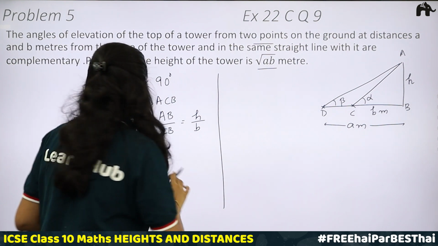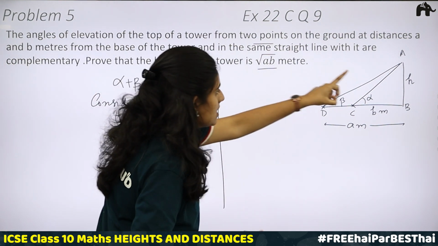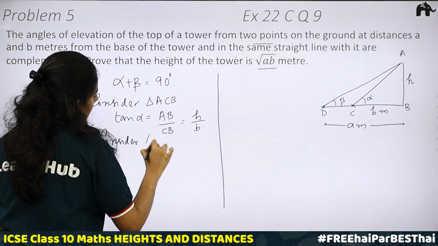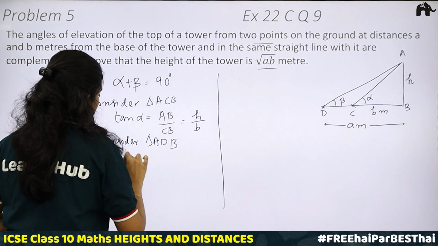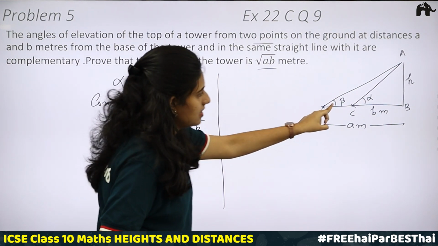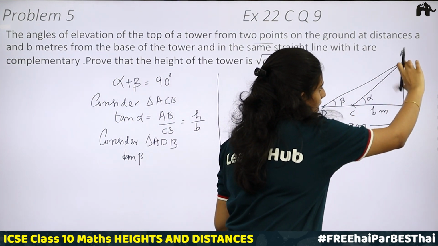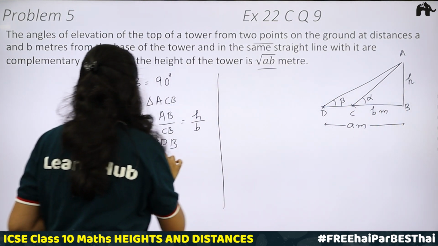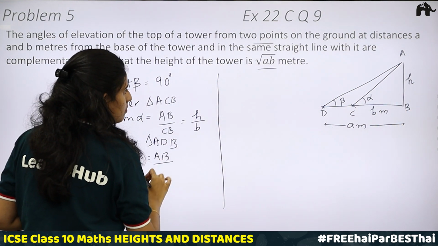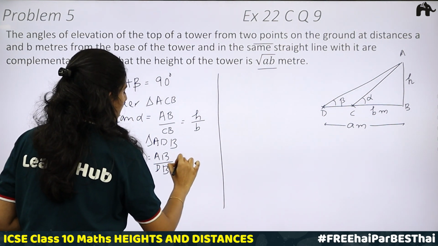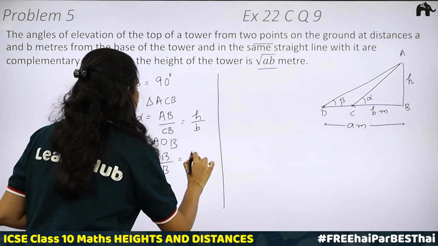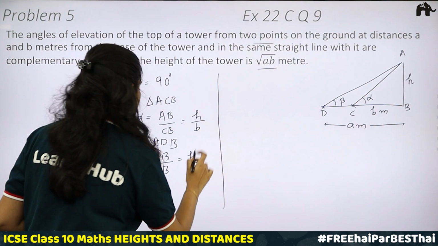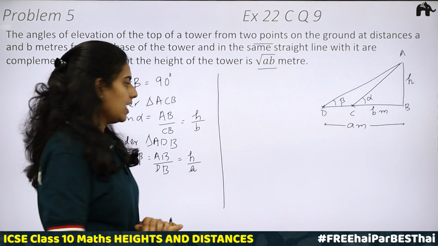Next, we have to consider the other triangle which is ADB. Consider triangle ADB. We have tan beta. This angle is beta. Opposite to beta, we have the side AB and the adjacent side is DB. AB divided by DB and that is equal to H divided by DB. DB is A. H divided by A.